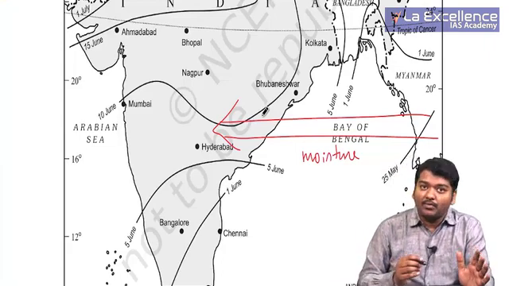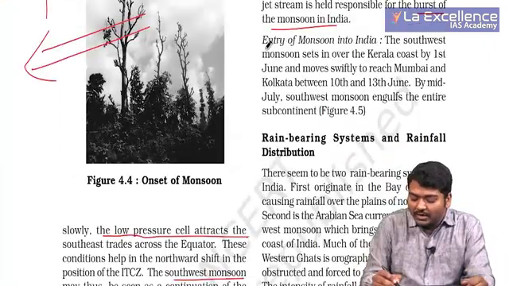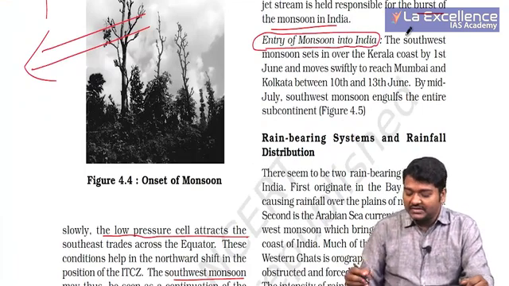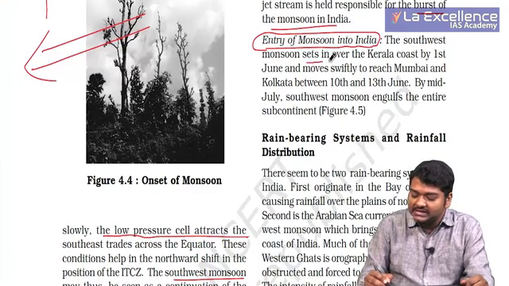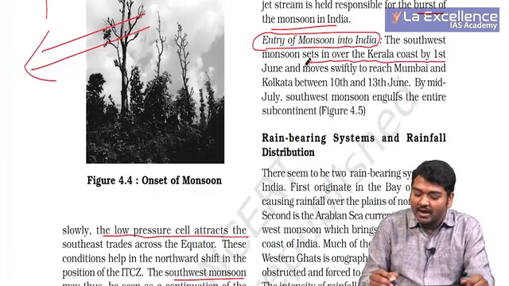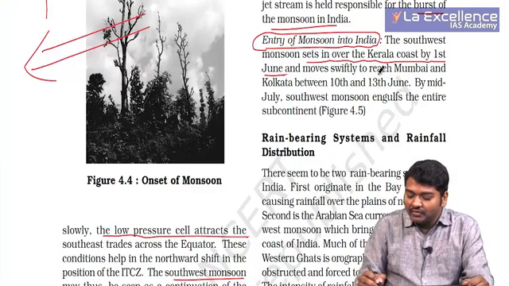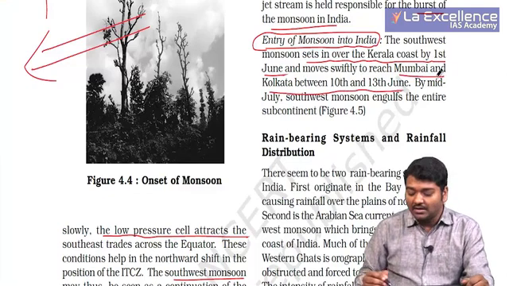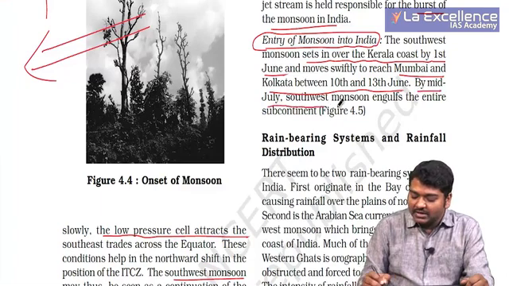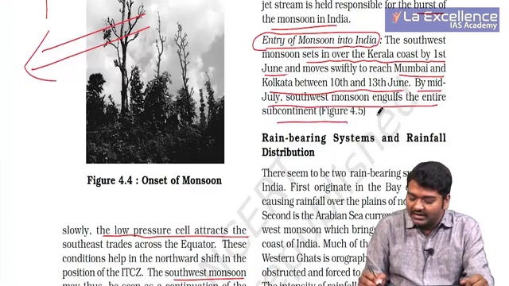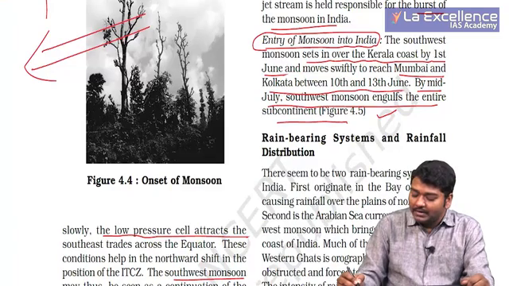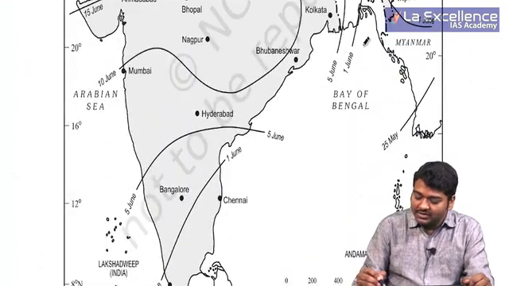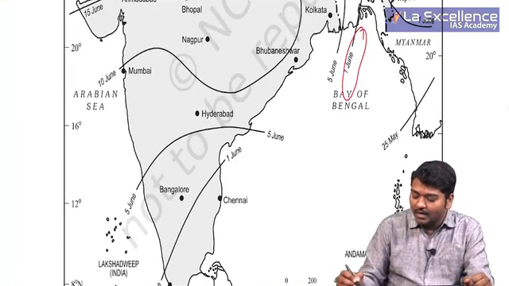This is very, very important for us. Then we need to talk about the entry of monsoon into India, where we need to see that the southwest monsoon sets in over the Kerala coast by 1st June and moves swiftly to reach Mumbai and Kolkata between 10th and 13th. By mid-July, the southwest monsoon engulfs the entire subcontinent. But here you need to understand a simple fact that, can you observe here 1st June is there? Bangladesh.